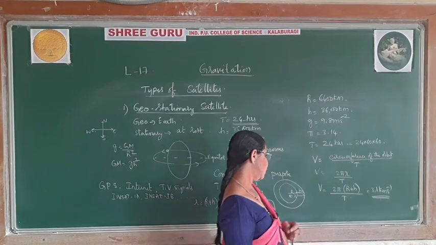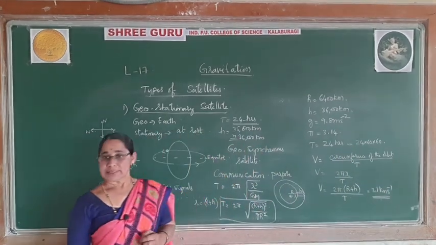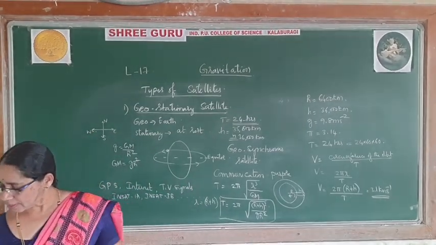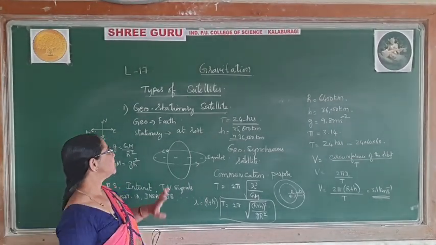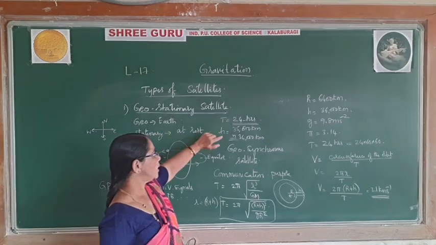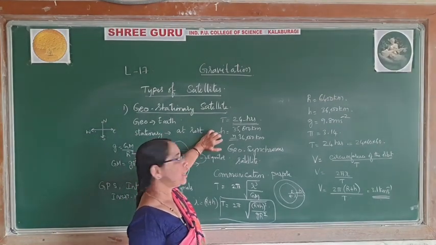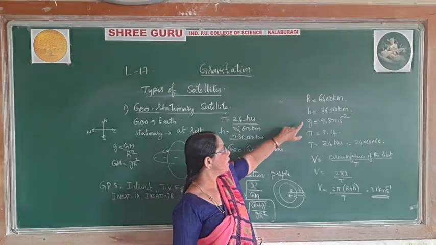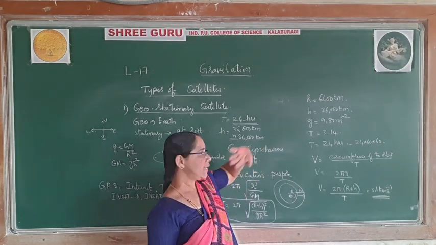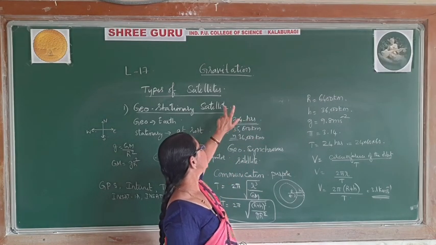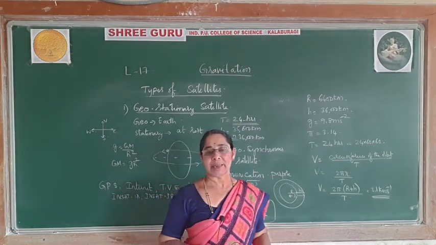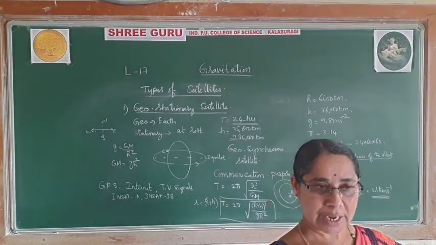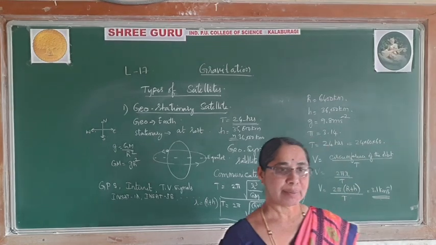This is the velocity of the geostationary satellite. It will be moving with a velocity of 3.1 kilometer per second, at a height of 36,000 kilometer from the surface of the earth, and you already know the radius of the earth is 6,400 kilometer. The time period of the geostationary satellite is 24 hours, which is exactly equal to the time period of the earth, that is one rotation.